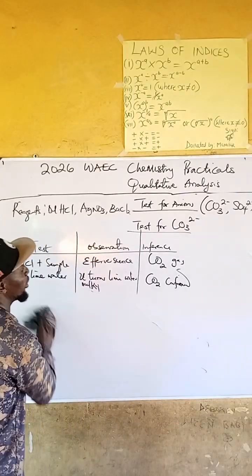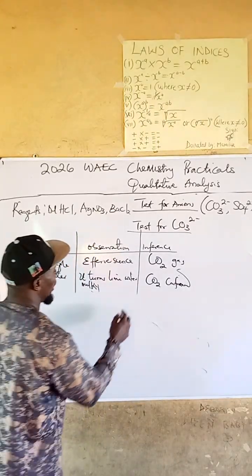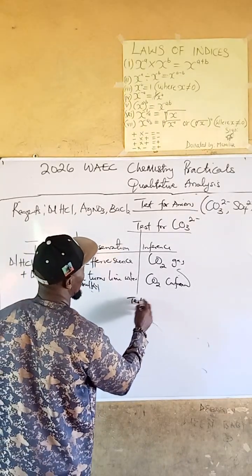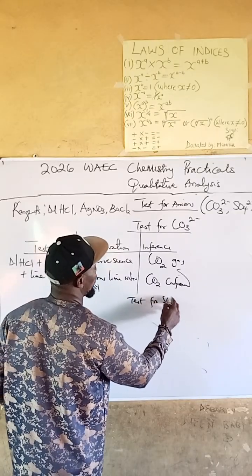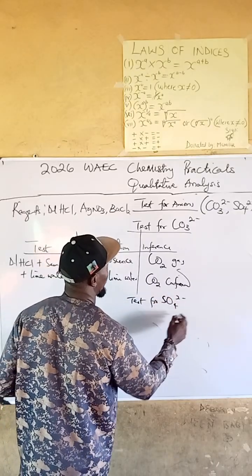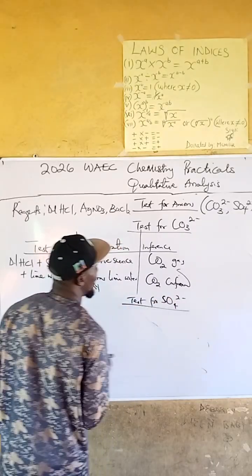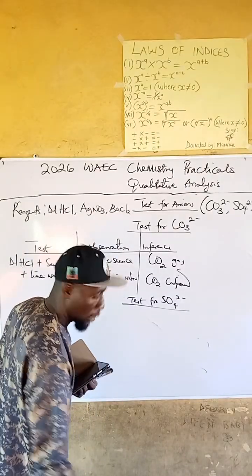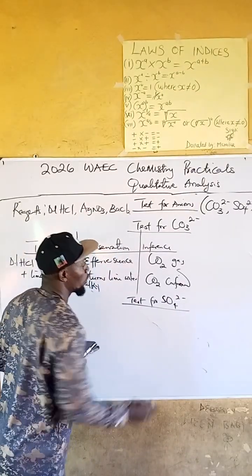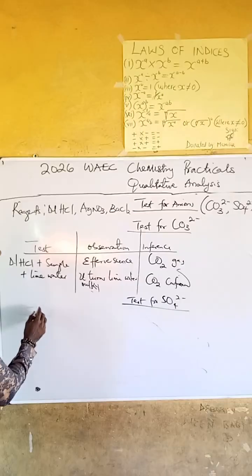So that is for carbon 4, we call carbonate ion. That's for carbonate ion. Let's look at sulfate ion. Test for sulfate ion. What do we do in this test? Test for sulfate ion. So we'll still do the same thing.